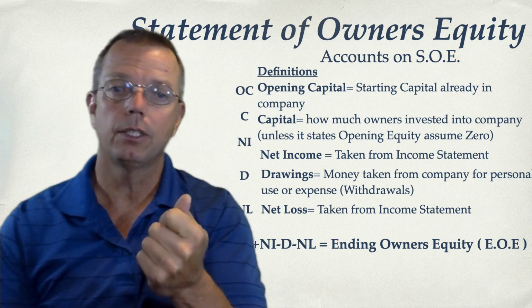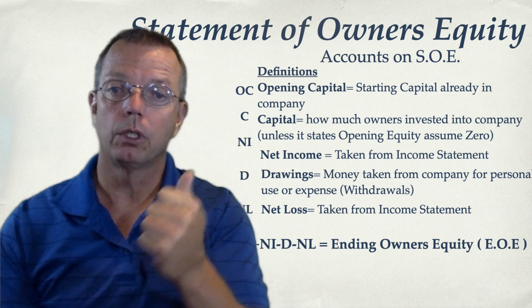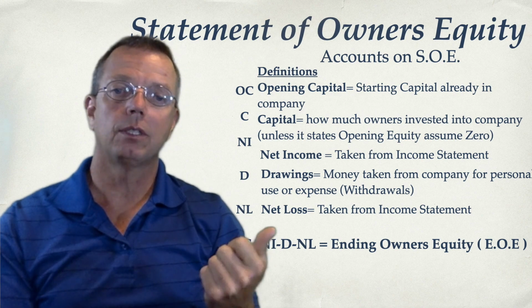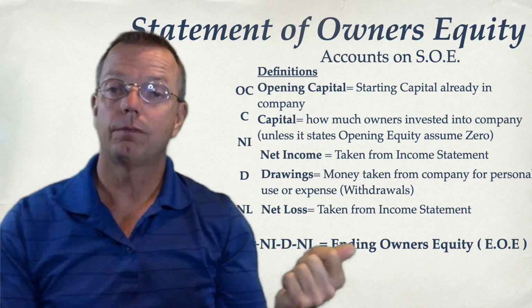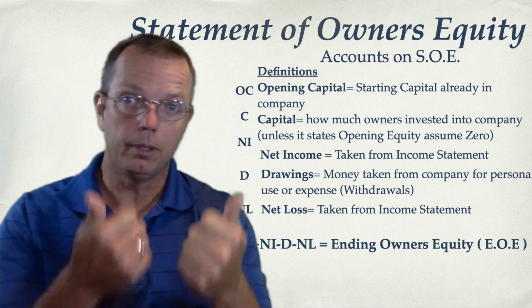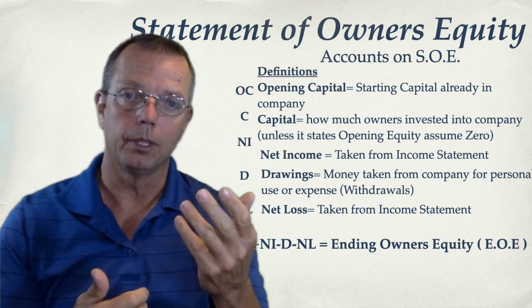So for this case, to keep it consistent with AIM, we're going to know it as drawings, okay? The D. And last but not least, and we just mentioned it earlier, is net loss. Again, taken from the income statement, remember? Because there's either a net income or a net loss. One of the two. You can't be both, right? Either you're making money or you're losing money, all right?